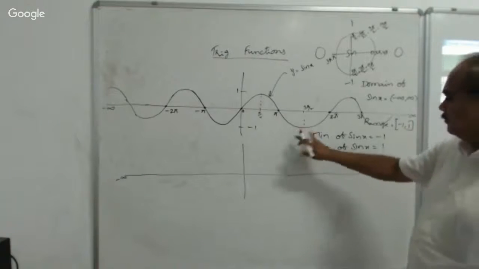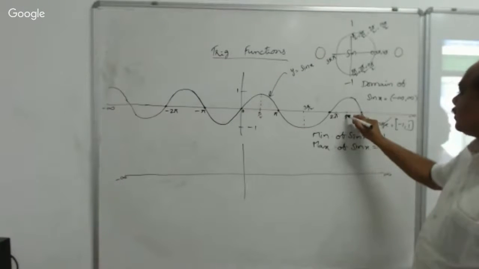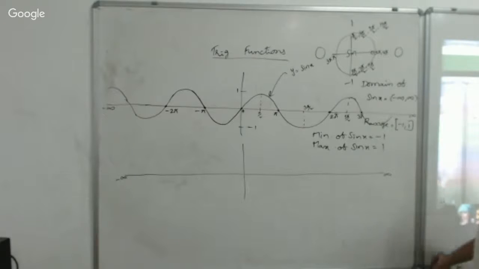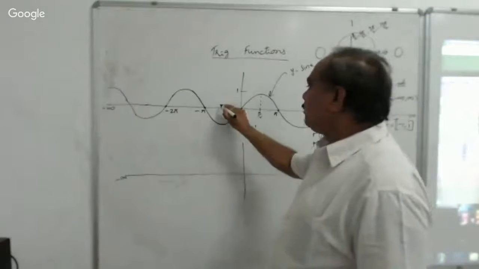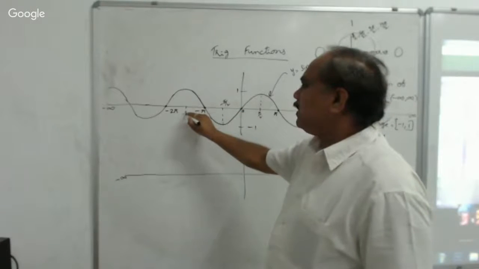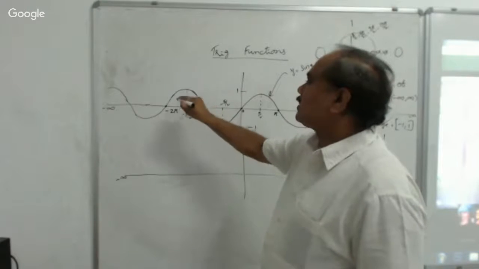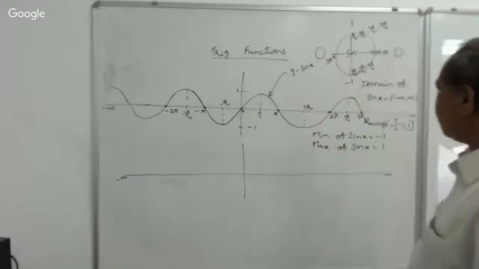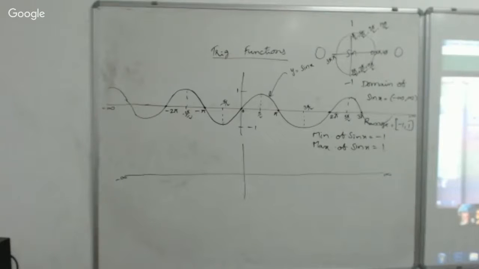Okay, again here 5 pi by 2, it is 1, like that. Here it is minus 5 pi by 2, it is minus 1, it is minus 3 pi by 2, it is plus 1. Any confusion? No, sir. Draw this graph first. If you have any confusion, ask me.